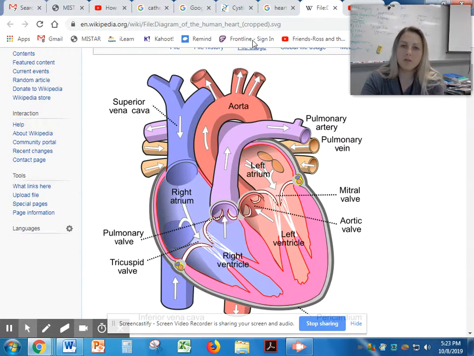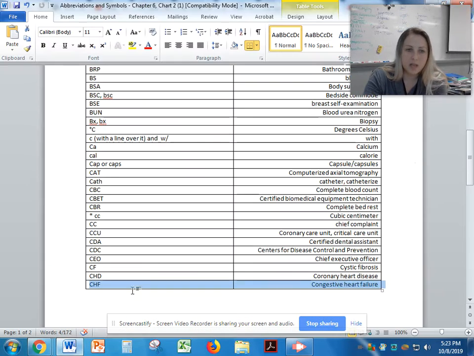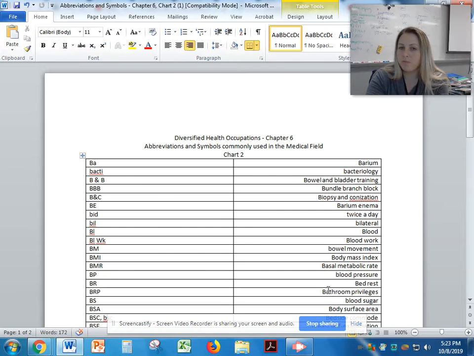So congestive heart failure in an extreme can be life-threatening, but people can live with CHF for a long, long time. They can take medications to help ease the load on the heart, and they can live a semi-normal life, if not a normal life, for a very long time. So that is chart 2.